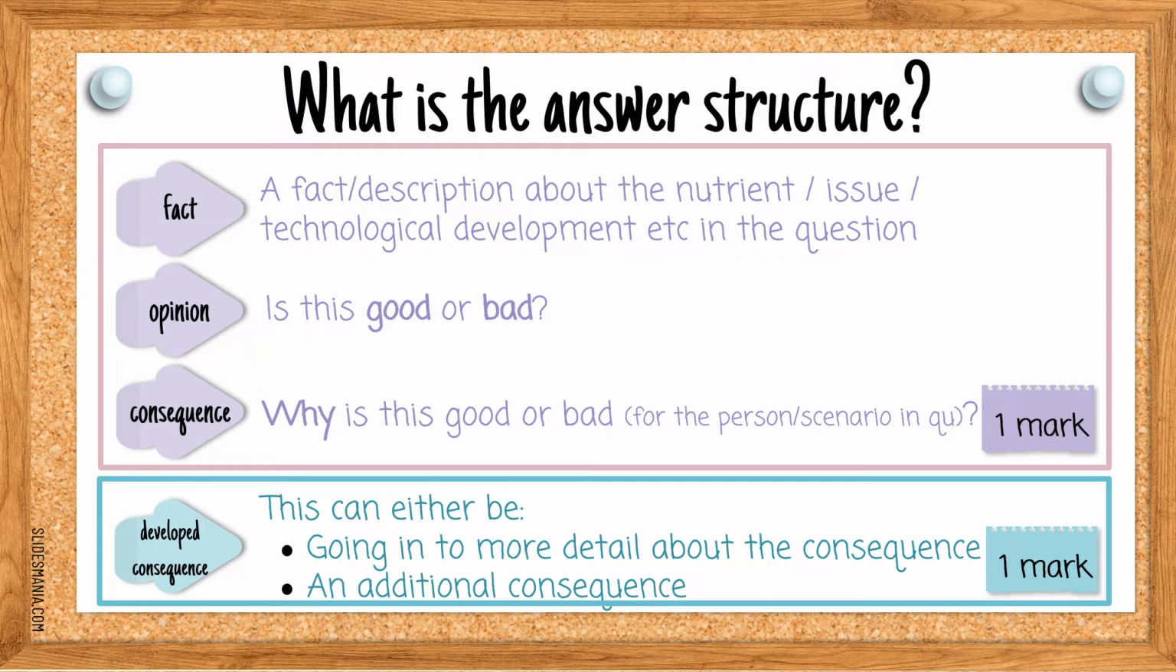So to recap, in order to gain 1 mark, you need to give a fact, an opinion, and a consequence. You can structure it with your fact to begin with, and then give an opinion, and then give a consequence. Or you can give your opinion first, then a fact, then a consequence. You always want to have your consequence last. And then to get a second additional mark, you want to add in a developed consequence. And remember, these are optional.